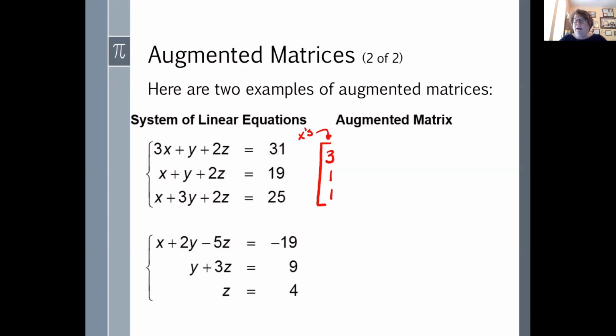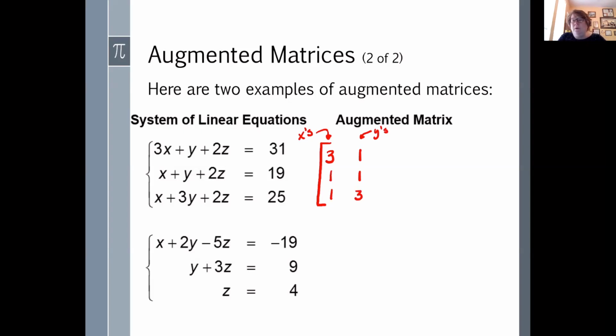All right, now let's do the second column. The second column is going to be the coefficients on the y's. In the first equation, the coefficient on the y is the number 1. So my first row, second column will be a 1. These are going to be the y's. The second equation, the coefficient on y is 1. So my second row, second column will be a 1. In my third equation, the coefficient on y is a 3. So my third row, second column will be 3.